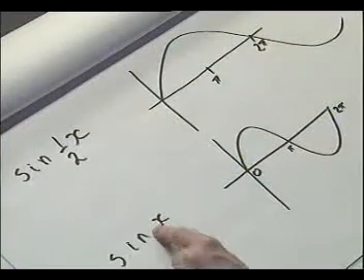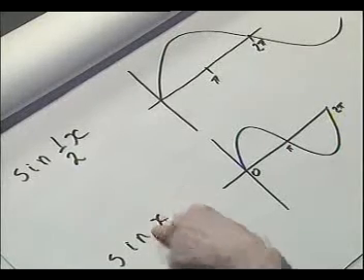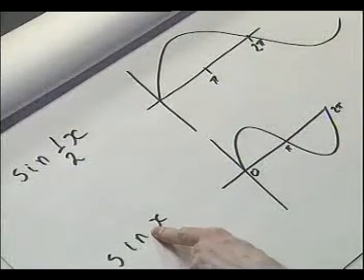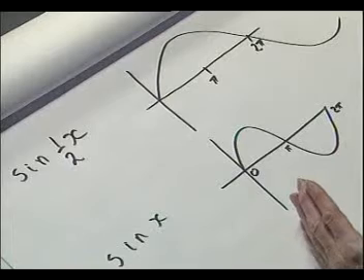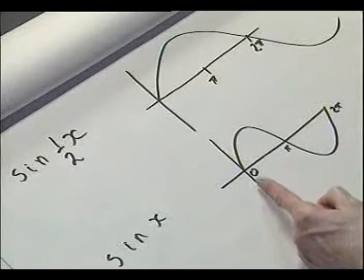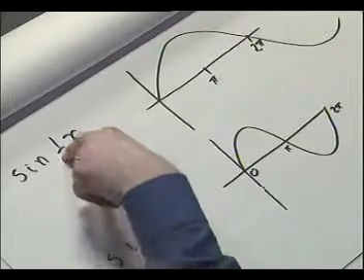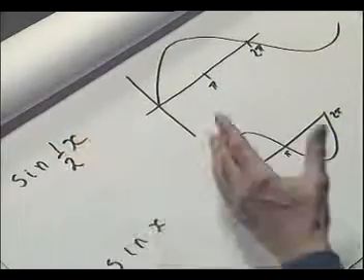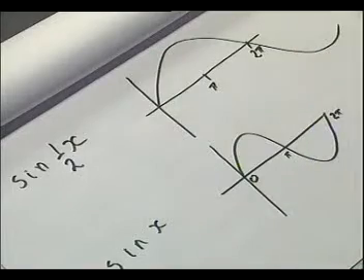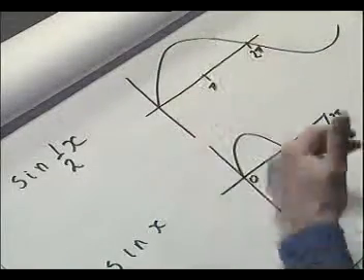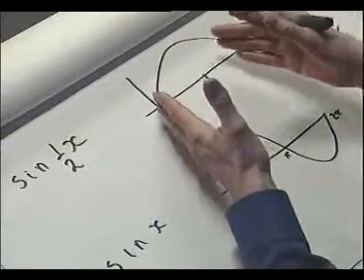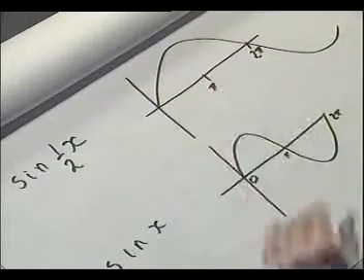So graphs of multiple angles look a little bit different to the ordinary angle. But the thing that we have to remember is that if we have a multiple here that's greater than 1, then it's going to get through it much quicker, and we're going to see the graph repeated. If we've got a multiple here that's less than 1, it's going to take longer to get through the graph, and we're going to see the graph extended and drawn out.